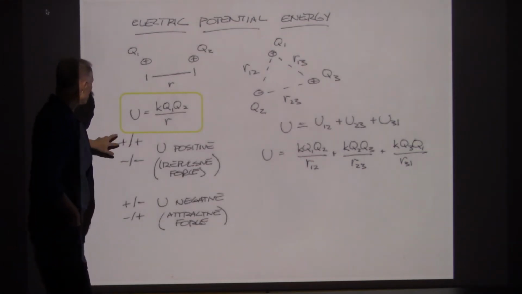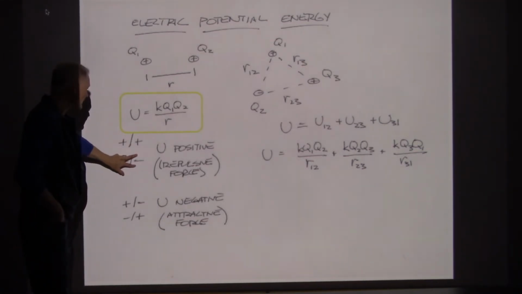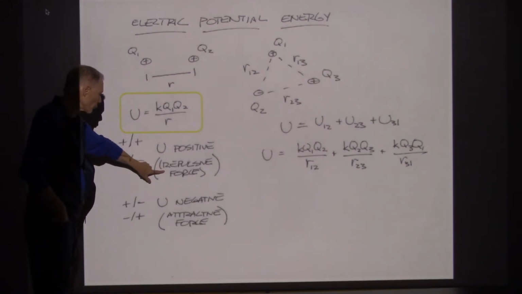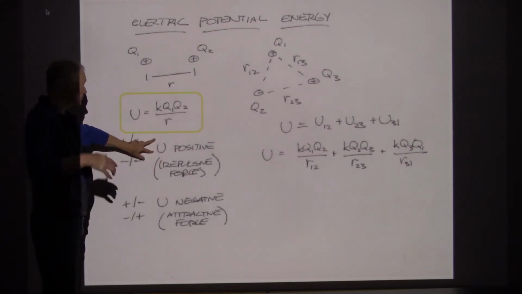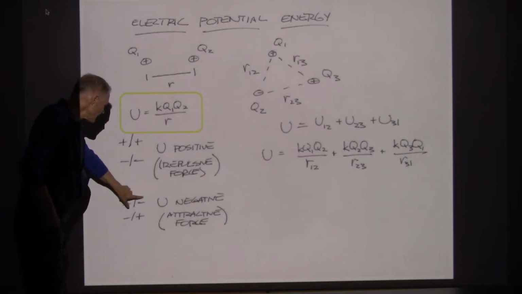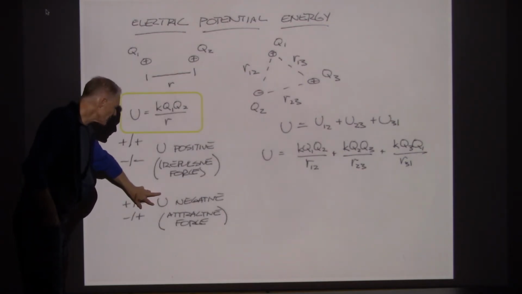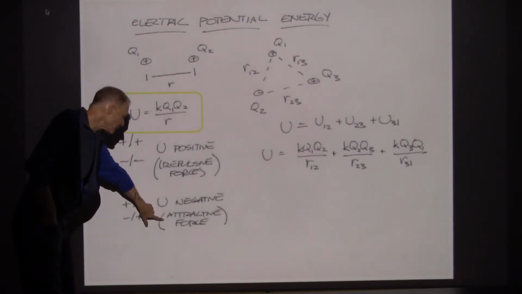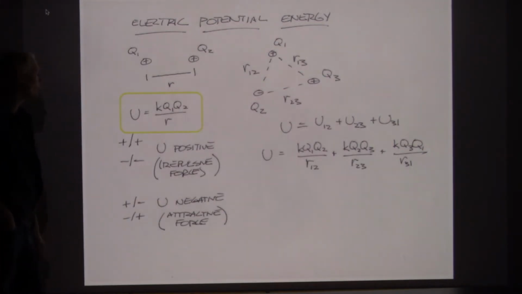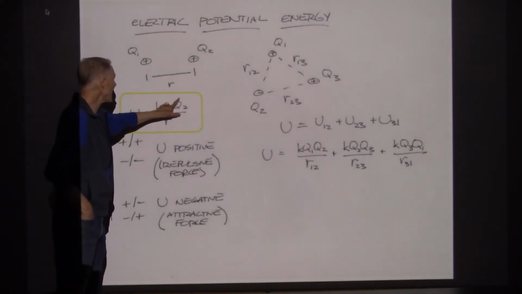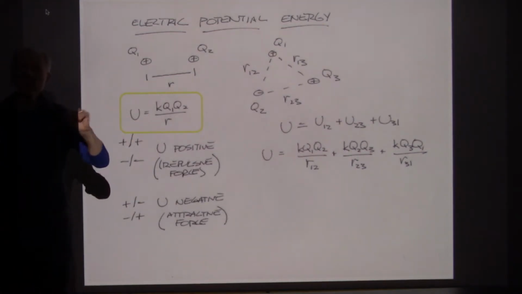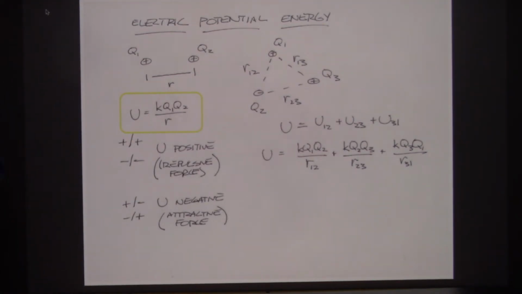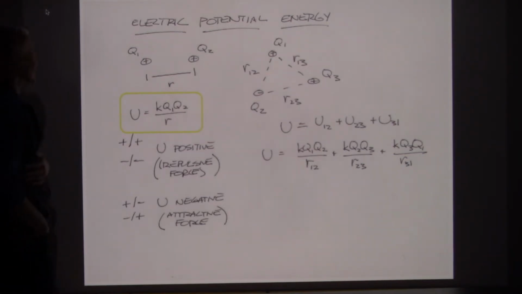And so for plus plus or minus minus, those would be repulsive forces, and the potential energy would be positive. For plus minus or minus plus, it's an attractive force, and the potential energies will always be negative. So I can just put the signs in, and the signs on the Q's will take care of the signs on the potential energies. Okay, that's going to take care of itself.